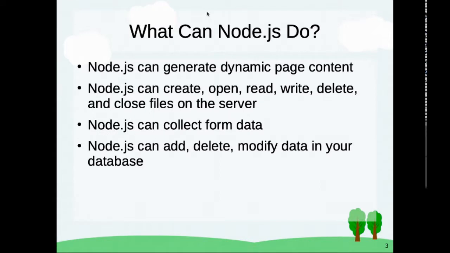What can Node.js do? Node.js can obviously generate dynamic page content. You can use Node.js to create, open, read, write, delete, and close files on the server. In essence, you can use Node.js as a file server. You can use Node.js to collect form data. If you have a contact us form, a registration form, or a payment form, you can use Node.js to collect the data from that form and save it to the file system, send it to another API, or add it to a database.